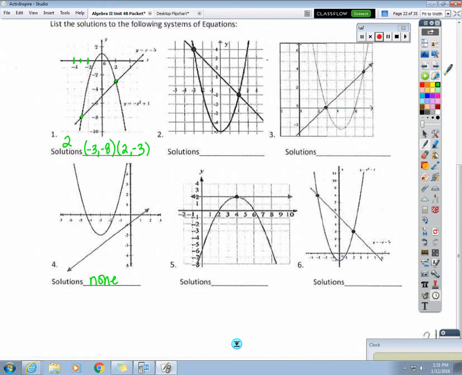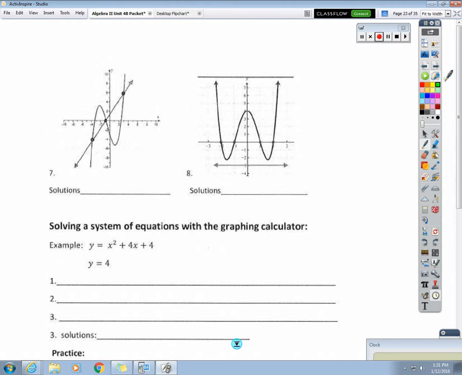Okay, now turn to the next page. Okay, for number 7, how many intersections do we see? 3. Okay, so there's going to be 3 solutions. So starting at this far left one, what is its location? Negative 4, negative 4. Okay, what about this other one? Negative 1, 0. And what about the one on the top right? 3, 6.